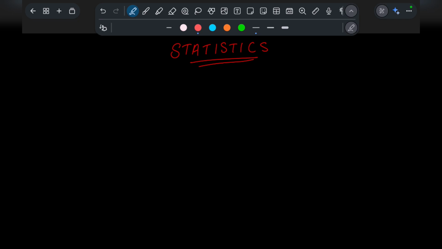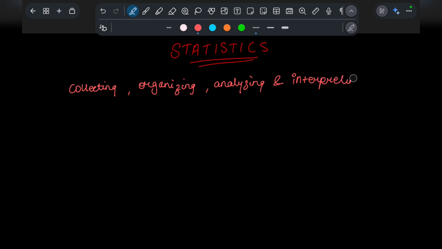Now let's first understand what statistics is. Statistics is nothing but the science of collecting, organizing, analyzing, and interpreting the data, to make decisions or understand patterns. You can think of it as a toolkit we use to turn raw materials into meaningful insights.